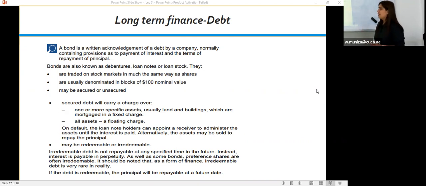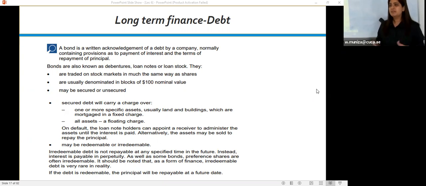May be redeemable or irredeemable. Sometimes the loan provided by the company is redeemable. It is going to be returned by the company after the specified date. That is known as redeemable debt. Sometimes they are irredeemable. The principal is never going to be paid. This is irredeemable, but interest is going to be paid in perpetuity. What is the meaning of perpetuity? Up to the indefinite lifetime period, the interest is going to be paid, but the principal amount is never going to be repaid. So the loan notes can be redeemable or irredeemable.